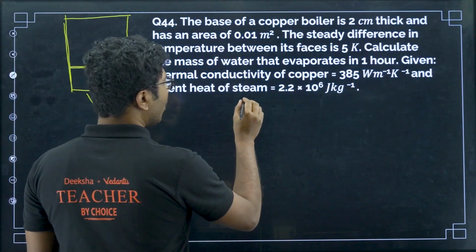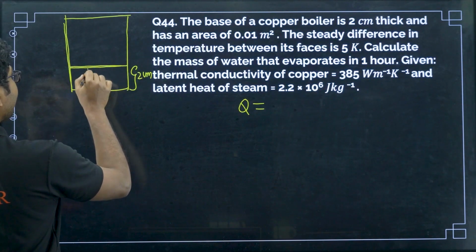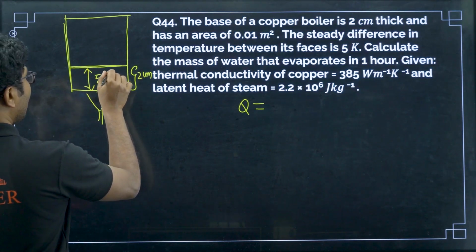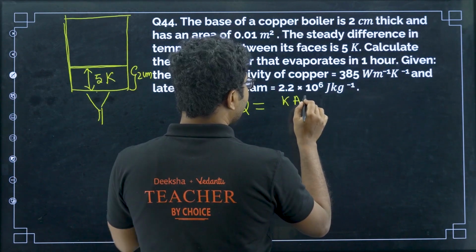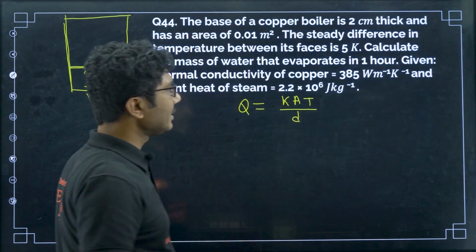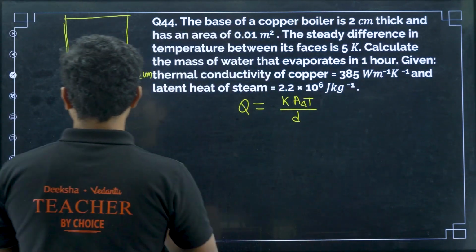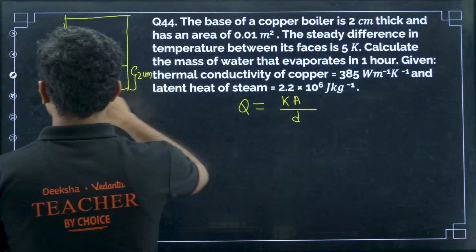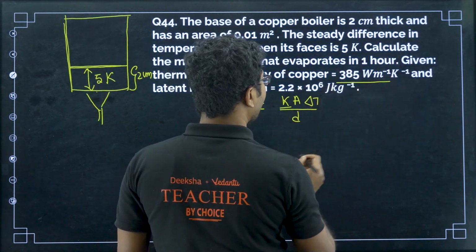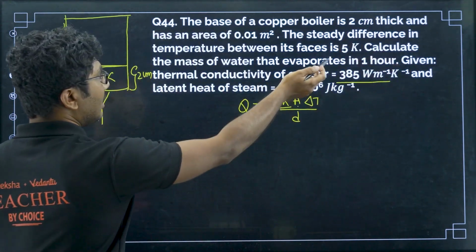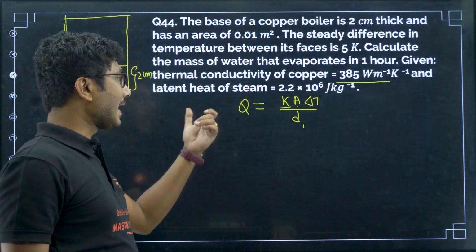Okay, so you have to use the formula for heat transfer. How much heat is transferred from here to here? The difference is given by 5 K. So Q is equal to K A delta T by d. Okay, so this is the formula. Delta T is basically T1 minus T2. Conductivity of copper K is given here. Then area is also given, but area is given in meter square, whereas the thickness is given in centimeter, so you have to convert it into meter. Calculate Q.